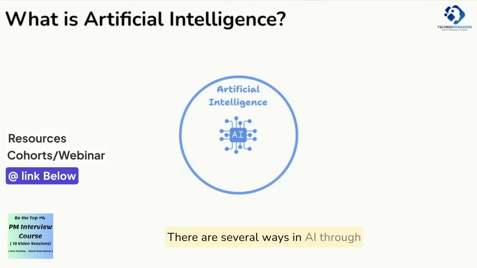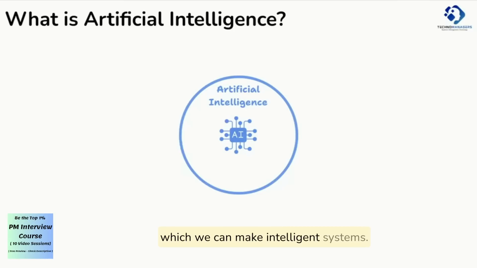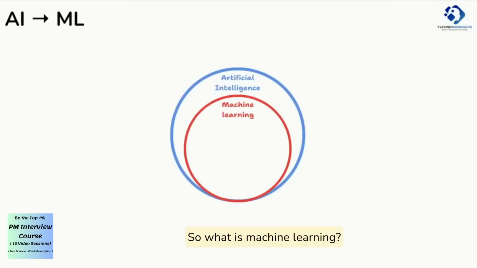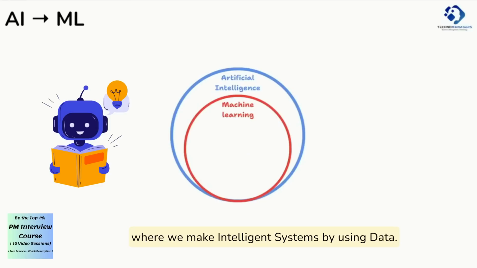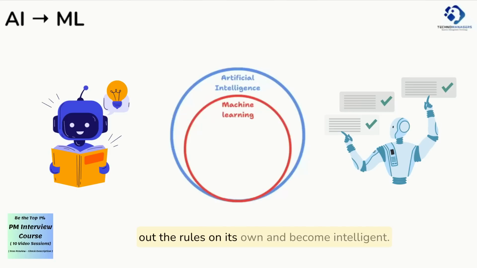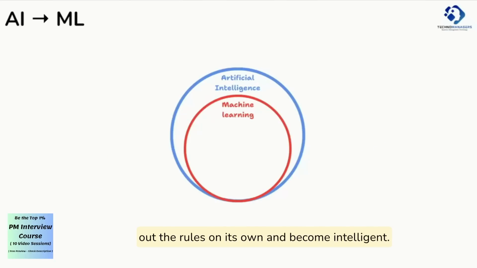There are several ways in AI through which we can make intelligent systems. Machine learning is one such way. So, what is machine learning? A lot of people confuse AI and machine learning. Machine learning is a subfield of AI where we make intelligent systems by using data. So instead of giving a computer a set of rules to follow, we feed a large amount of data and the system figures out the rules on its own and becomes intelligent. Once the system is trained with the data, it is able to make certain predictions in the future.